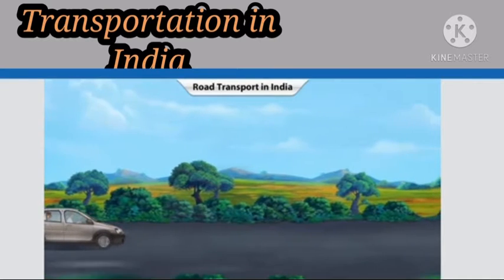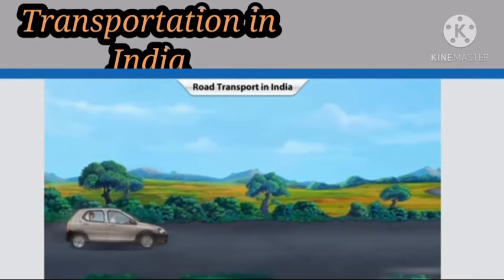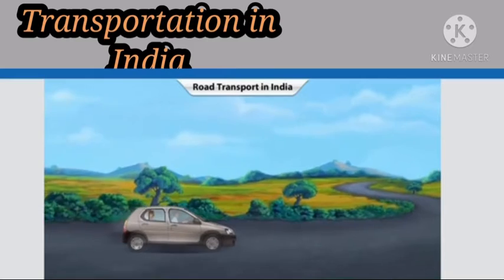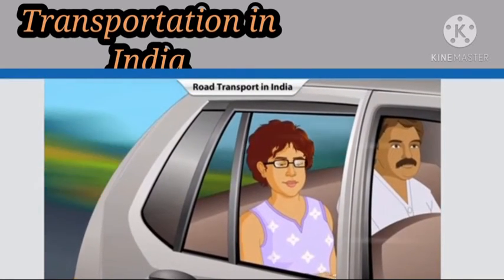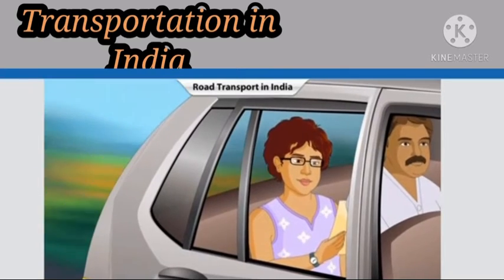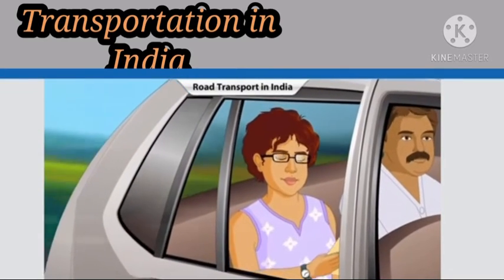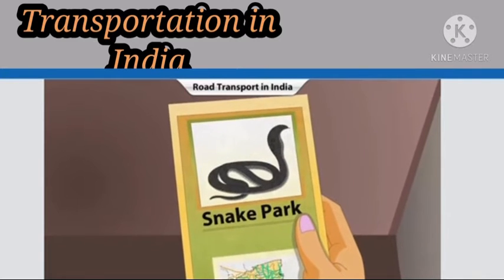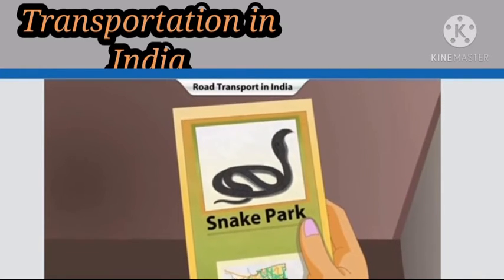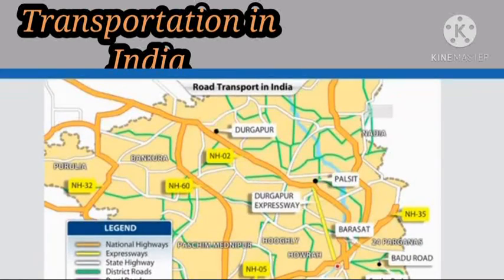It is very exciting to go on a road trip where the only mode of transport is the roadway. Rashmi was lucky. She experienced the thrill of a road trip when she traveled with her dad to a snake park located in rural West Bengal. Her father had printed a simple map marking the route from Durgapur, their hometown, to the snake park near Badu Road.